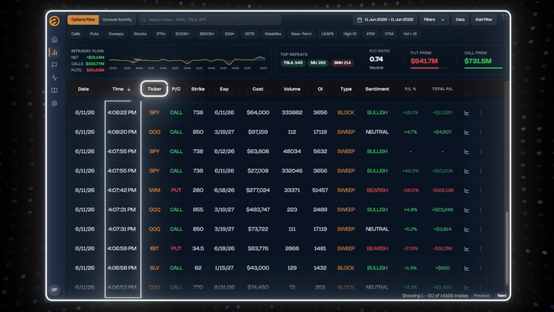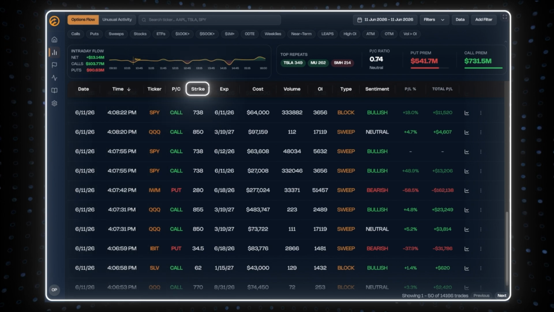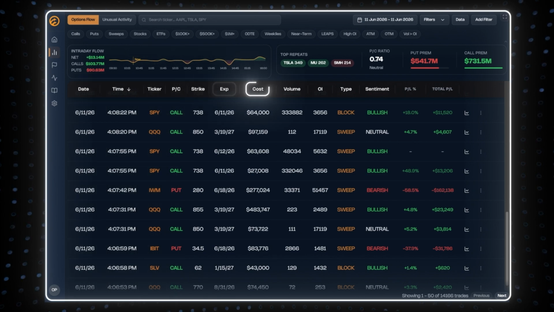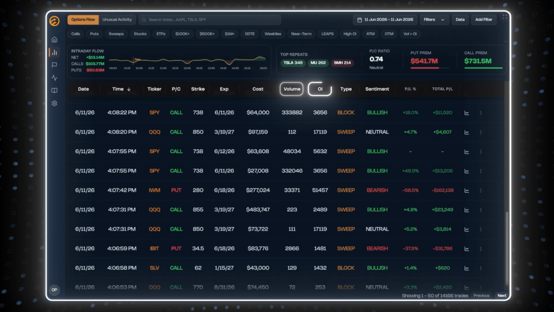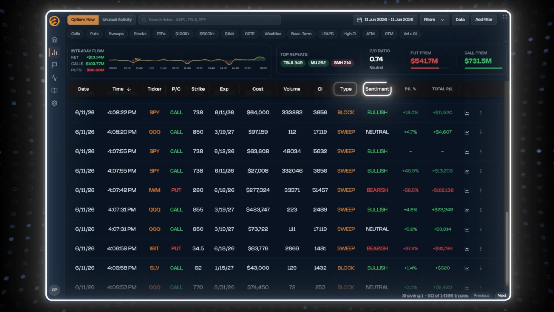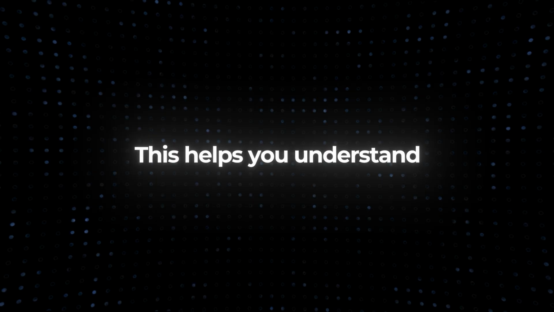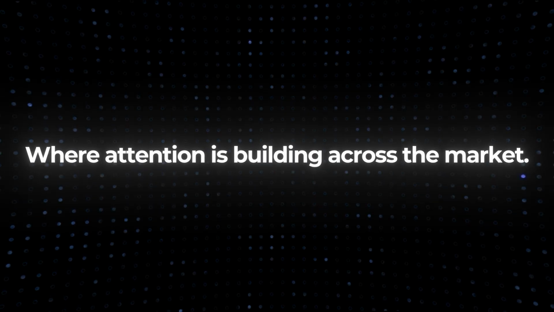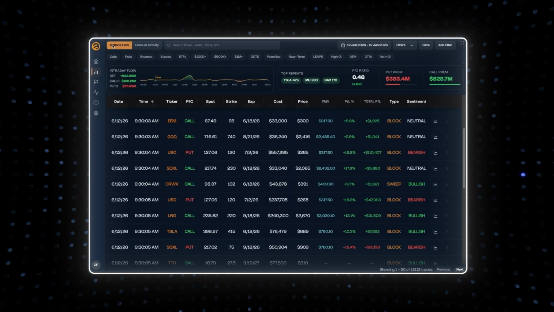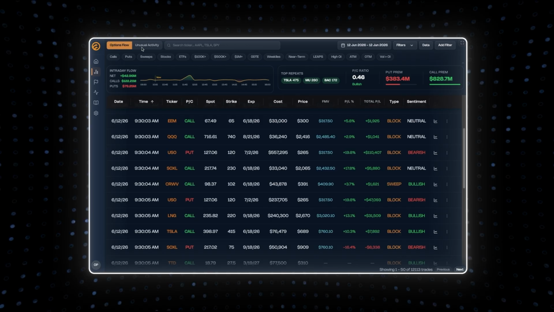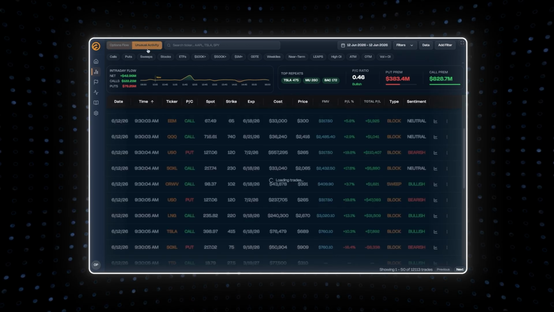You can see the stock ticker, whether the trade is a call or a put, the strike price, the expiration date, the trade size, volume, open interest, trade type, sentiment, and more. This helps you understand where attention is building across the market. Instead of trying to scan every stock by yourself, Options Flow helps bring the most important activity to you.